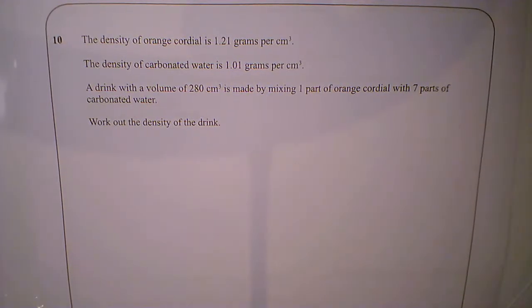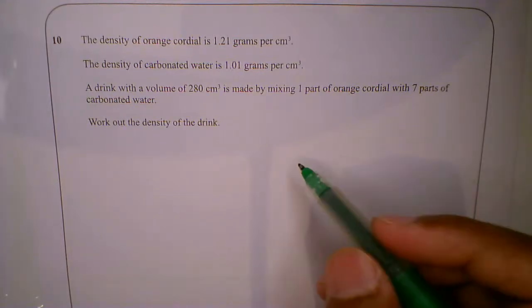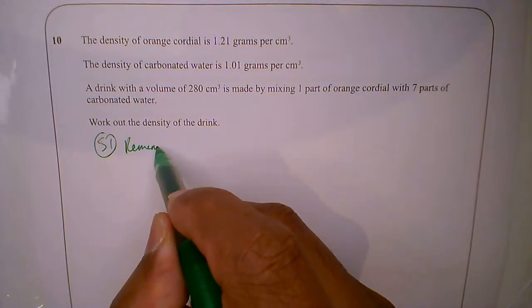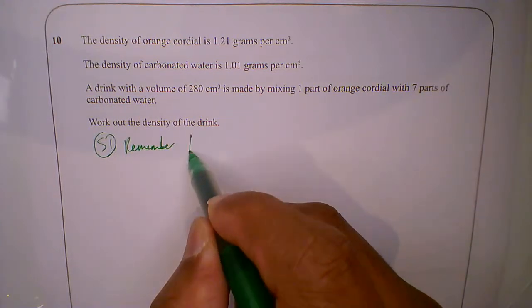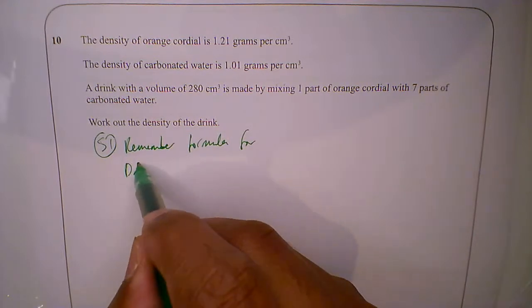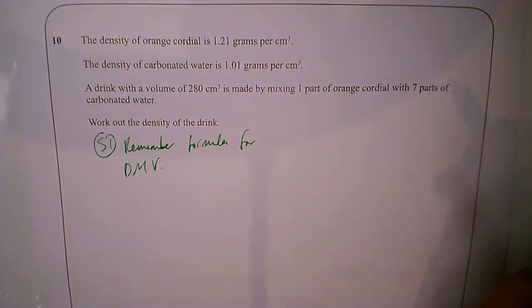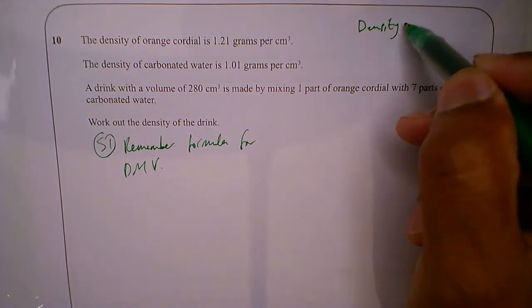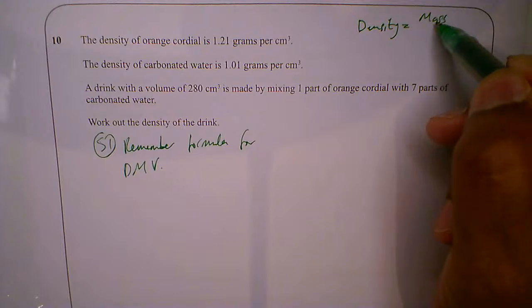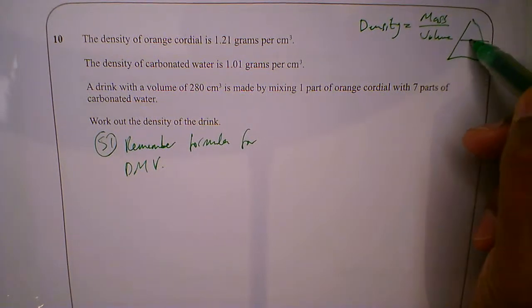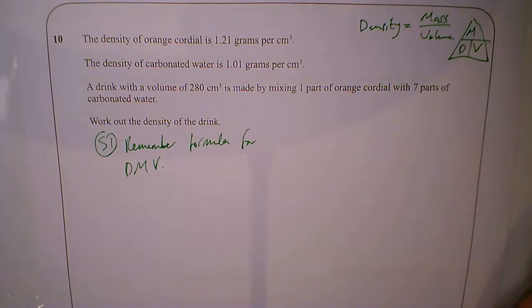So lots of things going on in that question. What topic is this? Step 1 is I need to remember my formula for density, mass, volume. Density equals mass divided by volume. Then I can create my triangle, DMV.